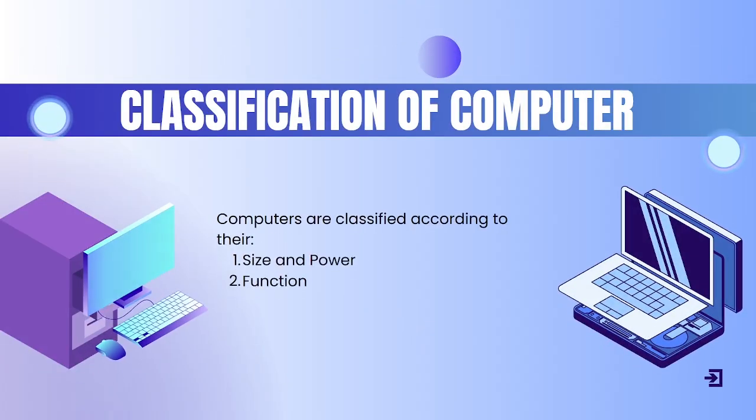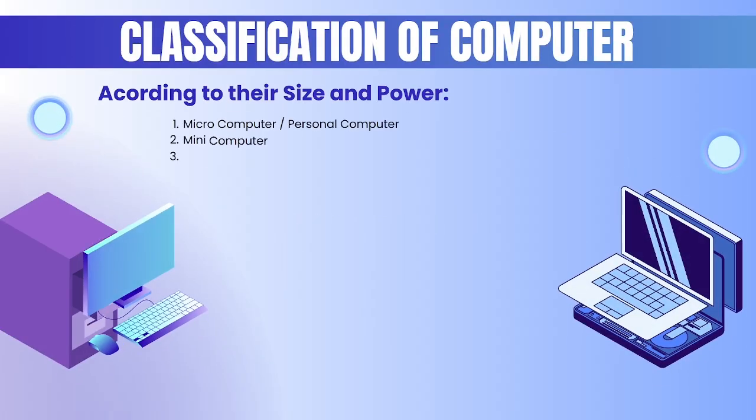Classifications of computer. Computers are classified according to either size and power or function. Classification of computer according to their size and power. By classifying a computer according to their size and power, we have 4 classifications: microcomputer or personal computer, mini computer, mainframe computer, or supercomputer.